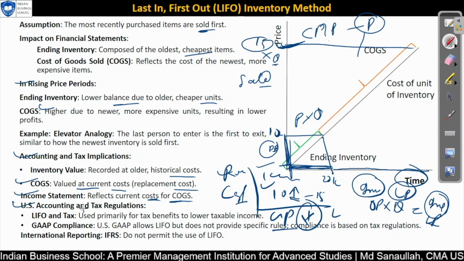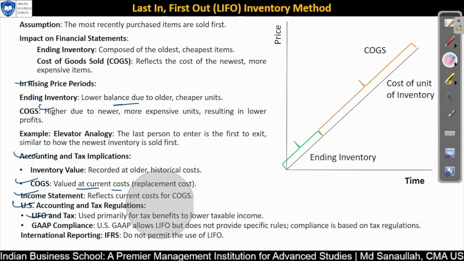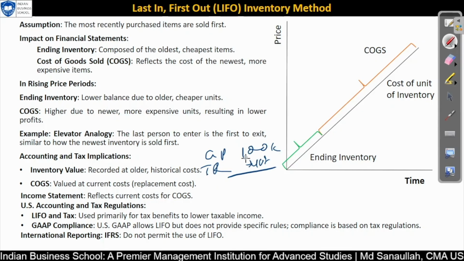In US accounting and tax regulation, LIFO is used primarily for tax benefit, to lower the taxable income. Normally we use this method to reduce our gross profit in case of inflation, when price is increasing, so that our gross profit is on the lower side and we can get tax relief. If gross profit is 1000 and the tax rate is 40%, you have to pay 40,000. If you use LIFO and your gross profit comes to 60, then 40% would be 24,000 you have to pay. So you will be saving a huge amount.